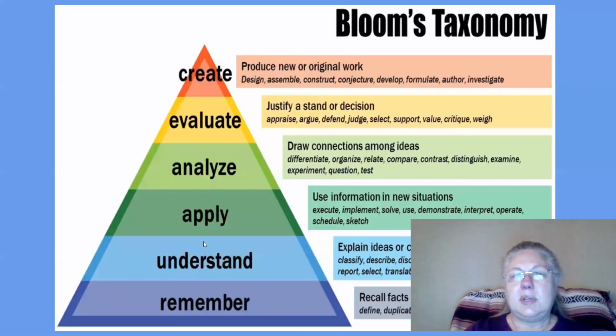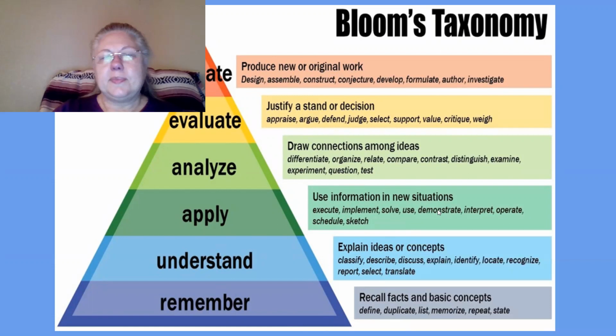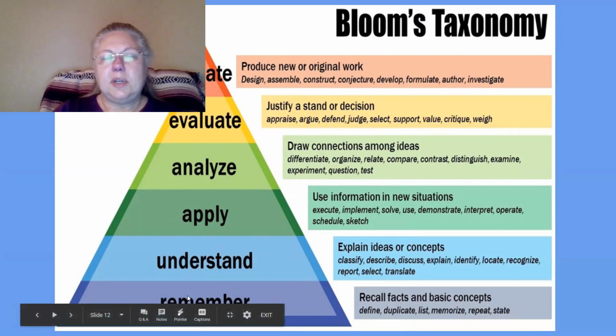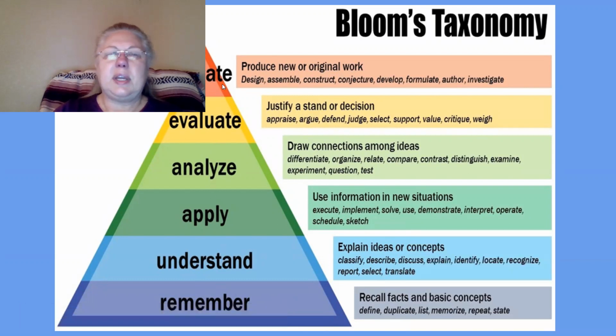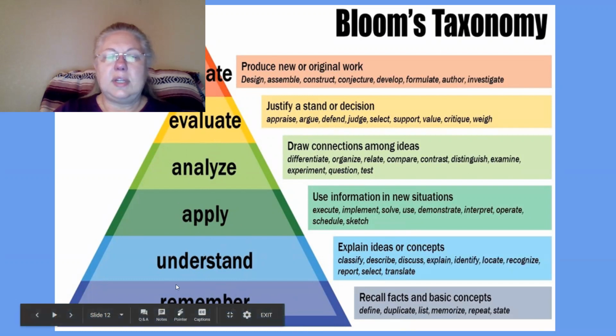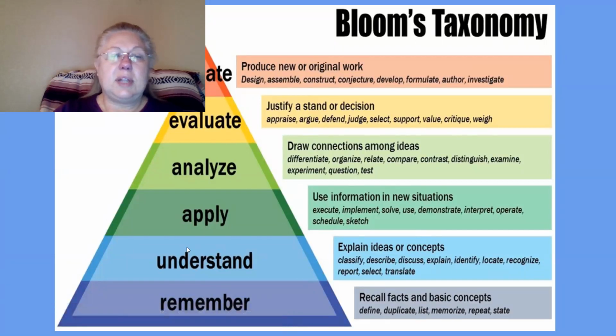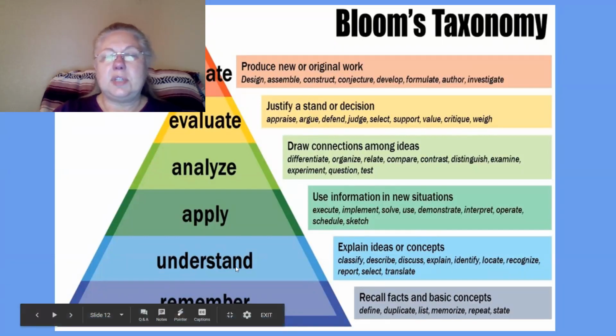Okay. Now here is our Bloom's taxonomy. Let me move you over here. We always start at the bottom. Remember, understand, apply, analyze, evaluate, and create. These are the higher order thinking skills, the HOTS, to analyze, evaluate, and create, and the LOTS are the lower order thinking skills: remember, understand, and apply. When you're beginning a unit, or especially in your lower grades, a lot of remember and understand.